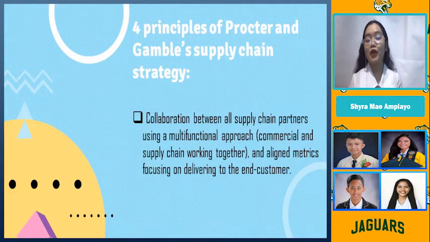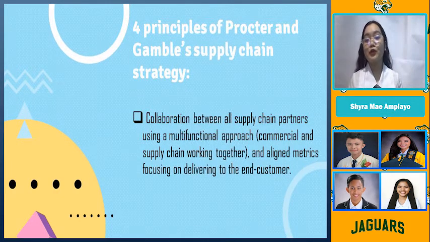Lastly is the collaboration between all supply chain partners using a multifunctional approach, commercial and supply chain working together, and aligned metrics focusing on delivering to the end customer. Collaborating and sharing of information leads to enhanced knowledge across the chain that allows you to achieve lower inventory levels and higher inventory turns, lower transportation and warehousing costs, lower out-of-stock levels, and shorter lead times, and many more.